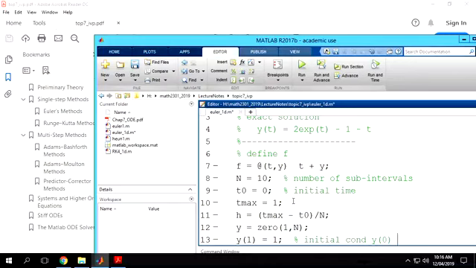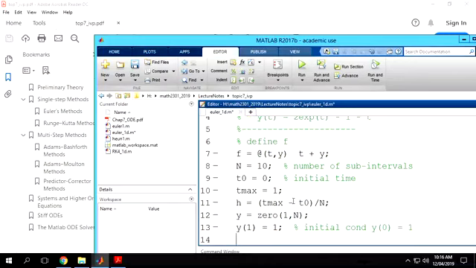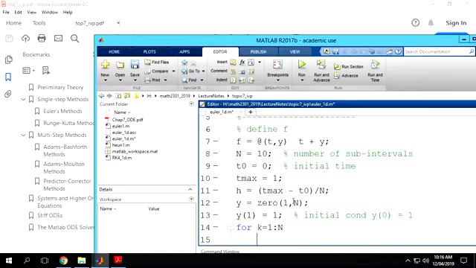y0 equals 1, yeah? And now I implement the Euler method. So for k from 1 to n, so yk plus 1 is just equal to yk plus... So this one is just the formula of the Euler method. So if you remember, this one is just the formula of it.